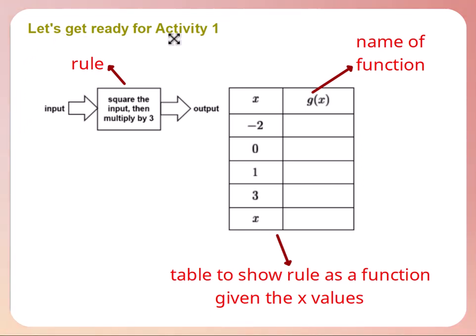All right, now let's get ready for activity 1. We're going to have our input. Now, which variable is our input? That's going to be our x, and our output is going to be our y. And then in between that, we have a rule. This rule says to square the input and then multiply by 3. So we're going to take our input, square it, and then multiply by 3.